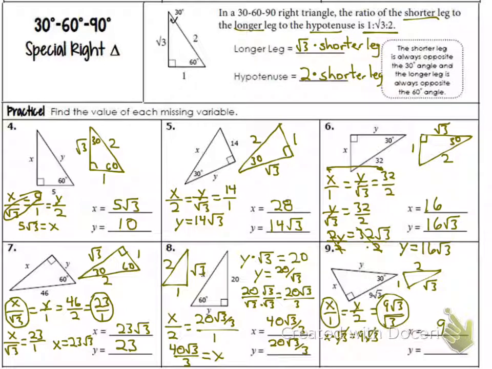We do the same thing for y. We take these two fractions. I get root 3 times y equals 2 times 9 root 3, which is 18 root 3. Divide away the root 3's, and y is 18.